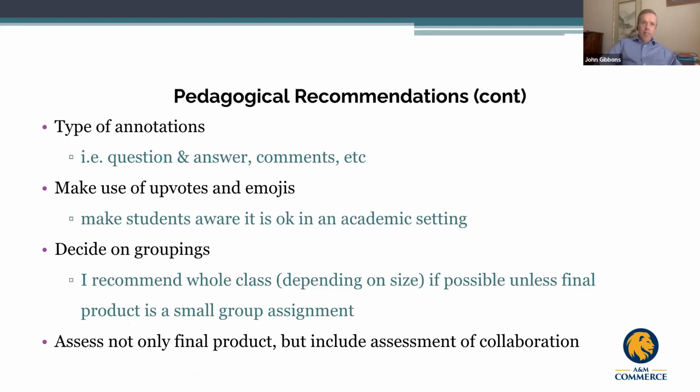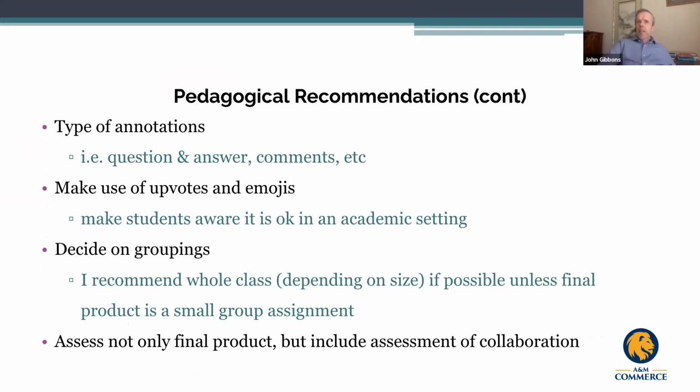What type of annotation? Again, we've touched on that. Make sure they know they can use upvotes and emojis. Talking to my students in the interview process, they didn't know that it was okay to use emojis in an academic setting, which I guess I can understand in retrospect. So I should have made it clear that it's okay. You can just use an emoji if it's something that you want to, maybe give a little solidarity with other students when they're posting.